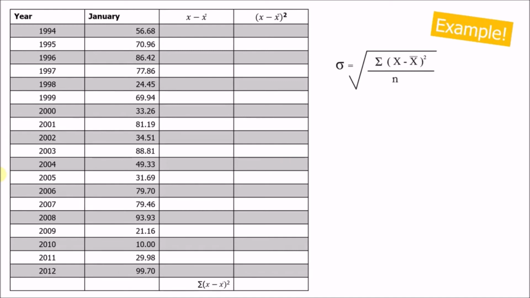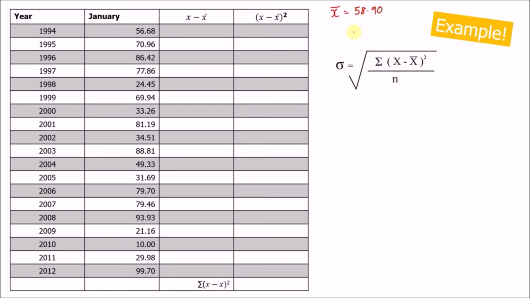So back to our data for those rivers, and we're going to look at just the month of January, and we're going to calculate the standard deviation for January. The first thing we need to do before we can start to fill this table in is work out what the mean is. Remember, mean is represented by that symbol x bar. We did work this out earlier. We had to add up all the values and divide it by 19, and that gave us 58.90.